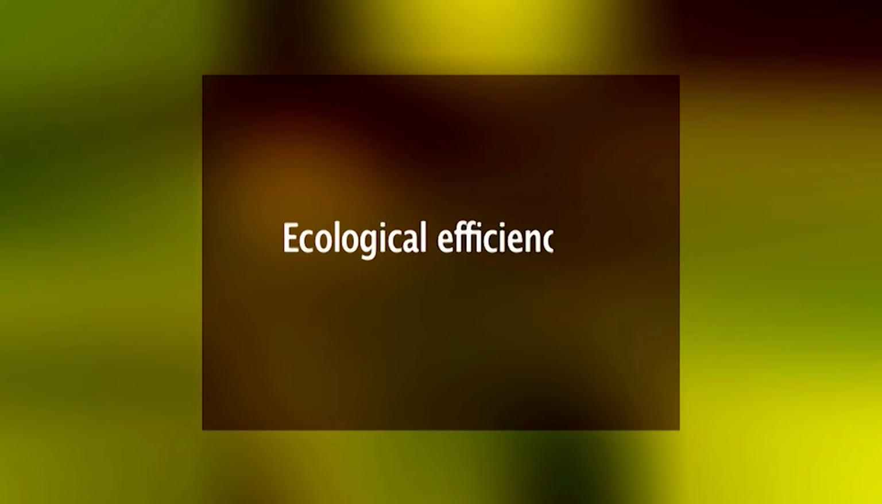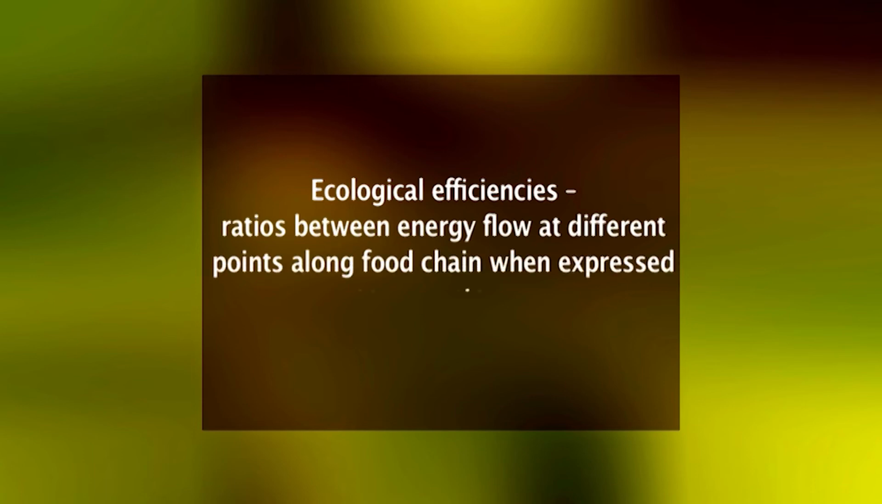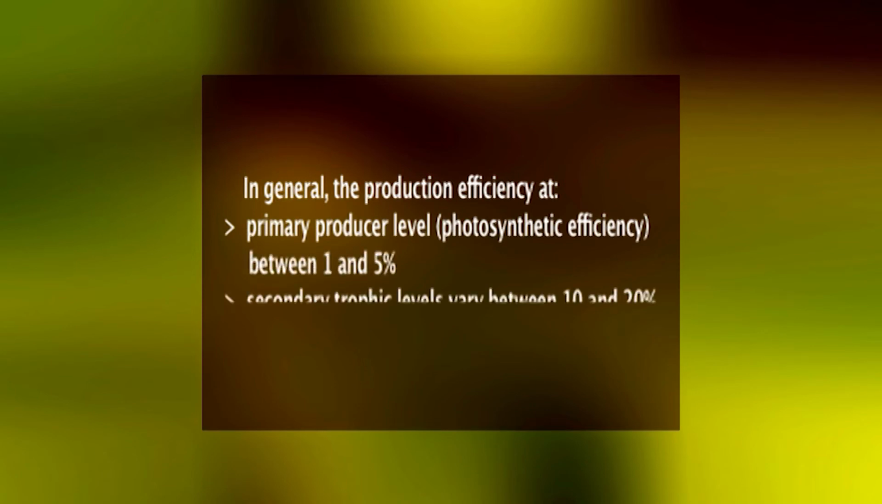Now comes the term ecological efficiencies. Ratios between energy flow at different points along the food chain, when expressed as percentages, are called ecological efficiencies. In general, the production efficiency at the primary producer level is between 1 and 5%. The production efficiencies at the secondary trophic level vary between 10 and 20%.